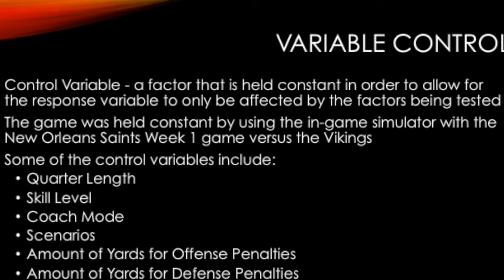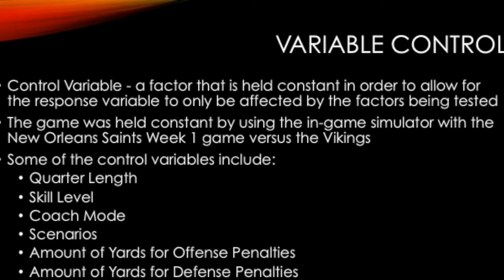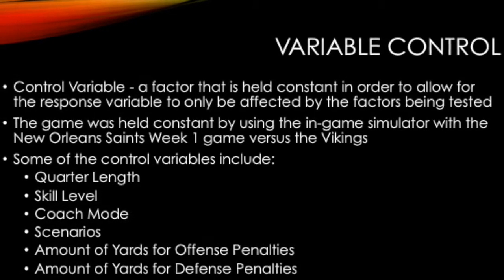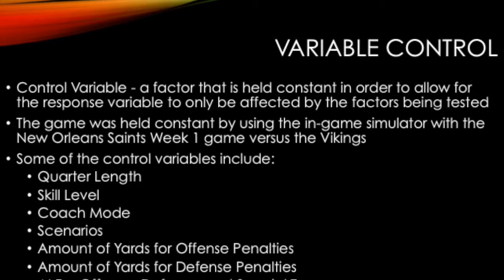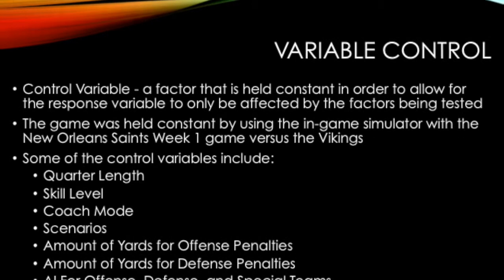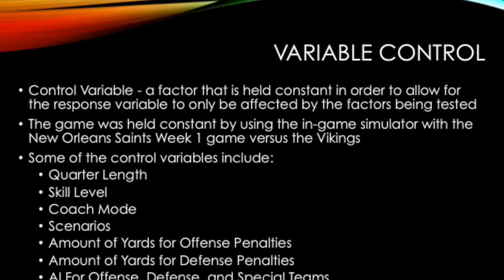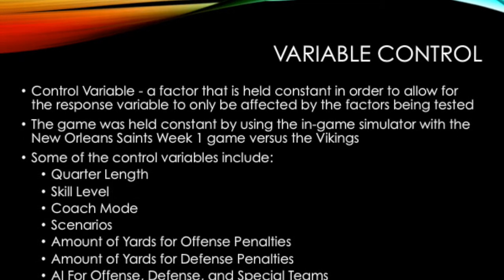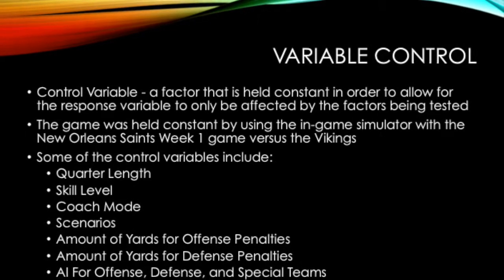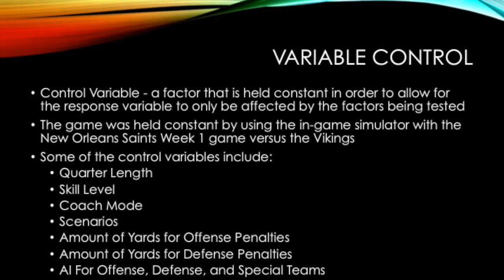A control variable is a factor that is held constant in order to allow for the response variable to only be affected by the factors being tested. In the game, there are many factors that we needed to hold constant so that the response variable was only affected by the variables being tested. Each game we ran, the Saints played the Minnesota Vikings so that we could reduce the variation caused by different teammates or teams. Some of the other variables we controlled were quarter length, skill level, coach mode, which allows the user to decide which plays the team runs, scenarios, amounts of yards for offense penalties, amounts of yards for defense penalties, AI for offense, AI for defense, and AI for special teams.